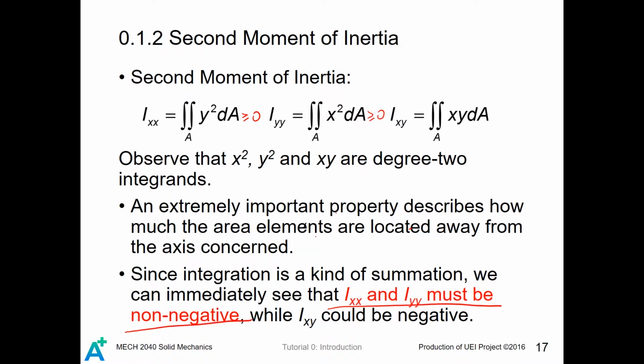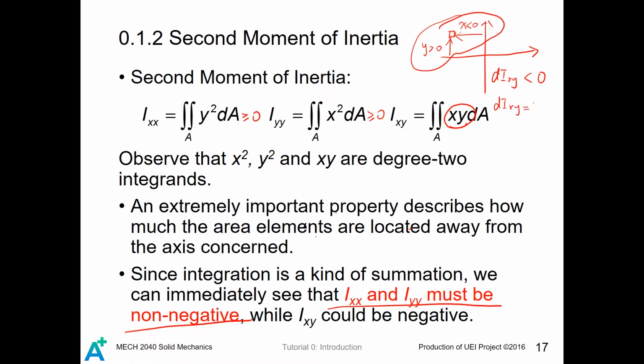However, for Ixy, xy can be negative. For example, you have an area element located in this quadrant. x is less than 0, y is greater than 0. Then the second moment of inertia generated by this differential area element, dIxy, will be less than 0 because dIxy equals xy dA.